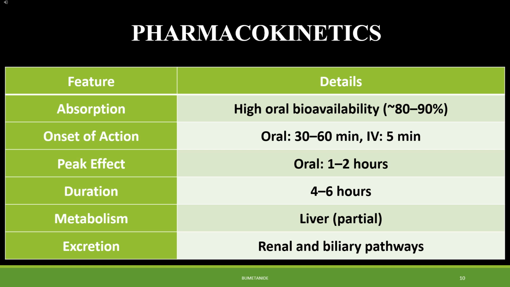Metabolism. Bumetanide is partially broken down by the liver. Excretion. Bumetanide leaves the body through the kidneys, the renal pathway, and also through the biliary pathway.